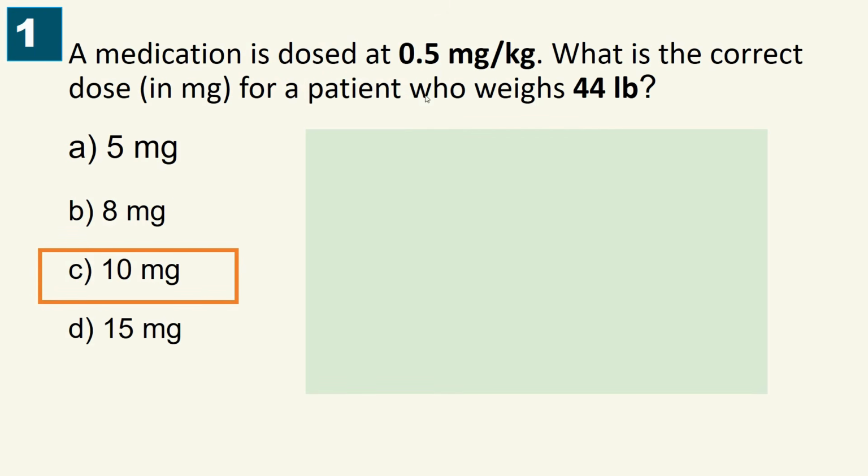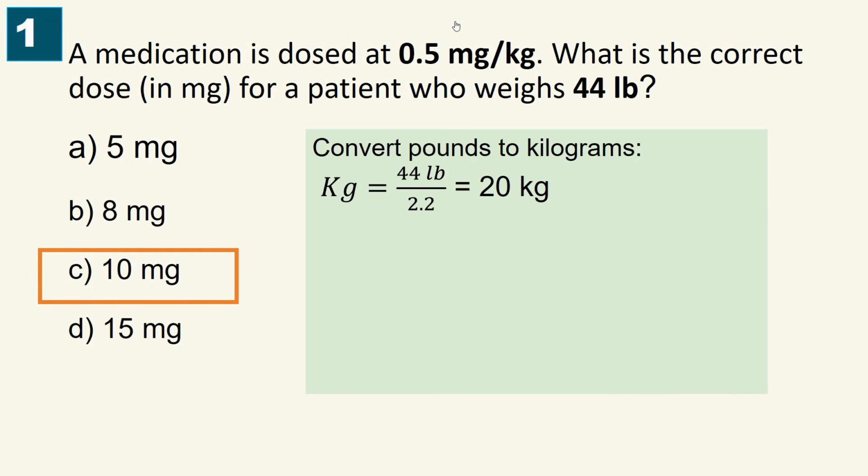The question is asking about a patient who is 44 pounds. So, that's step one: convert pounds to kilogram. Because answers are given in milligrams and the dose is per kilogram, while this weight is in pounds, it is important to convert pounds to kilogram. The formula is pounds divided by 2.2, the conversion factor from pounds to kilograms. If you do that here, it comes to 20 kilogram.